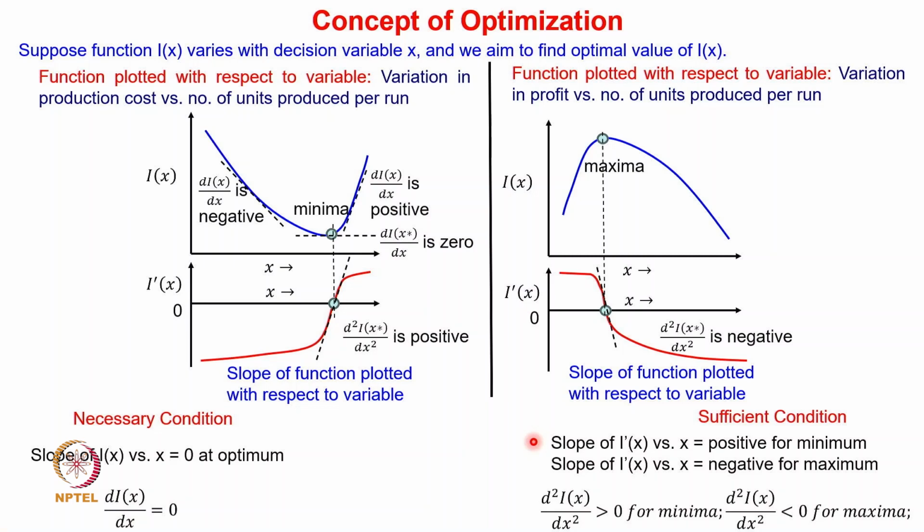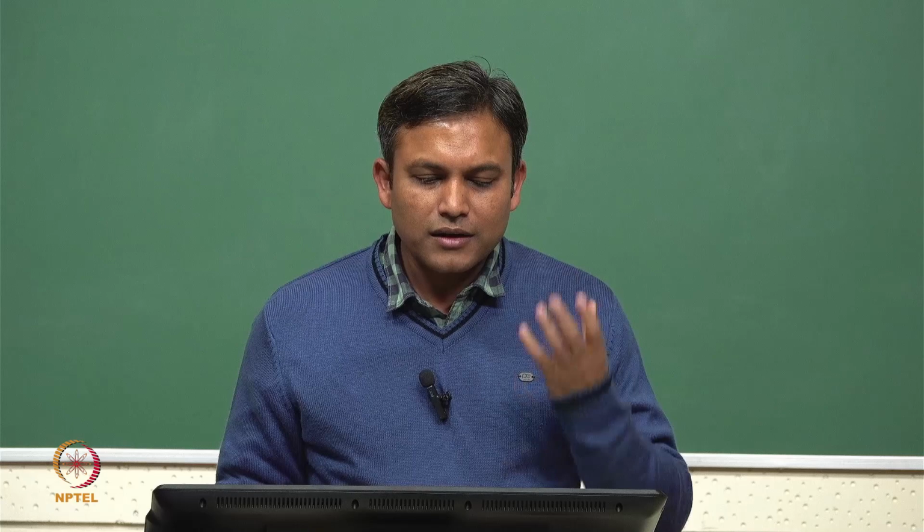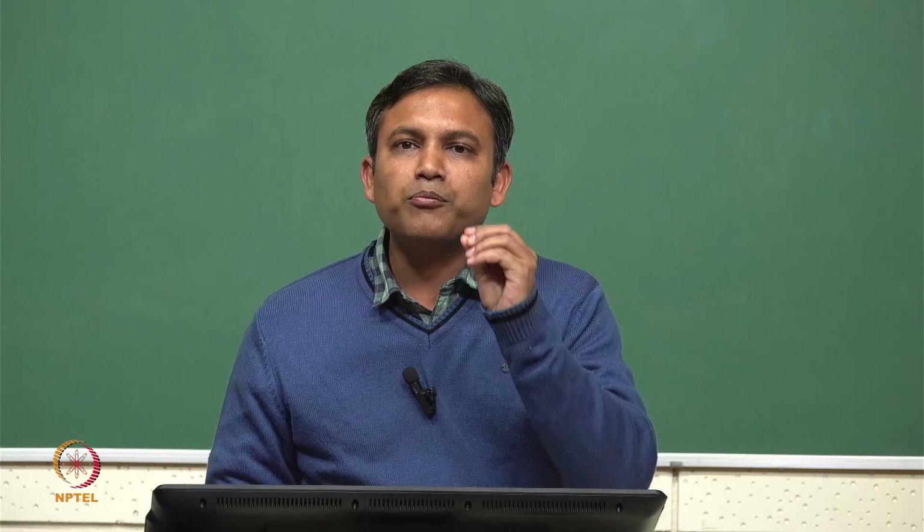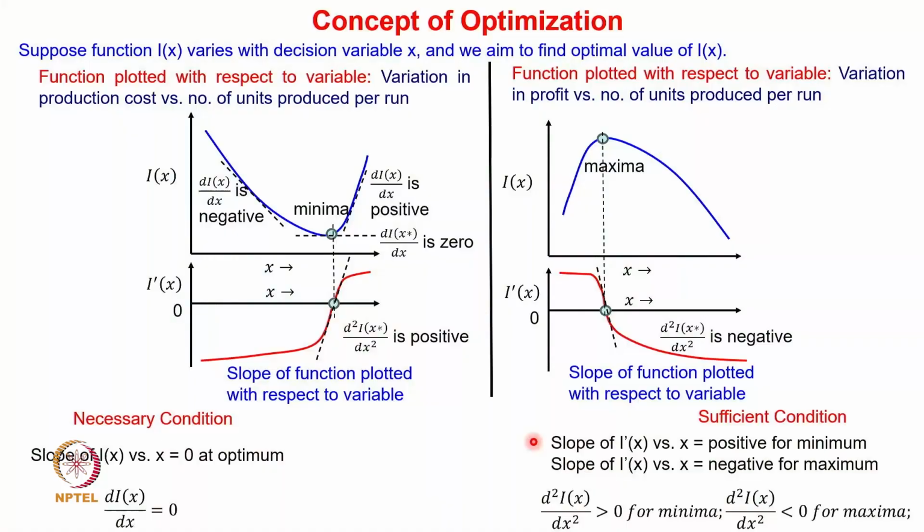So whenever we are saying that we want to optimize any particular function, what does it mean? It is nothing but we want to find out the point corresponding to the maximum value of that function or minimum value of that function, isn't it? So in general, let's say a function I(x) is there with a decision variable x, and we want to optimize this function. In that case, we can plot this function I(x) with respect to x, and this is the point corresponding to minima. Similarly, if we plot I(x) versus x and we get a point like this, this particular point is corresponding to the maxima.